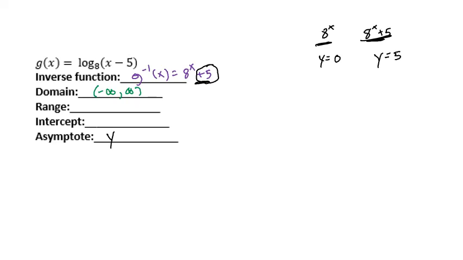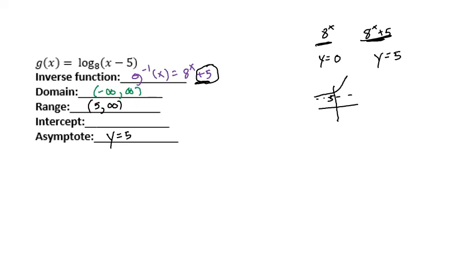So our asymptote here is going to be y equals 5, which tells us that our range is going to be everything above that. Because if we looked at this graph, our asymptote would be at 5, and our graph would look something like this. Every value would be above 5. So our range would be from 5 to infinity.